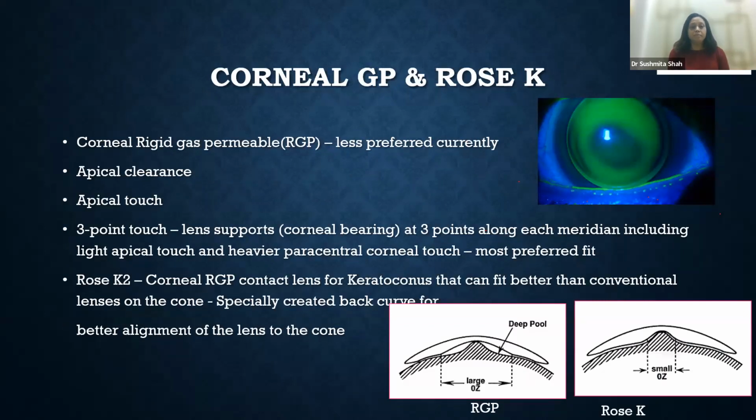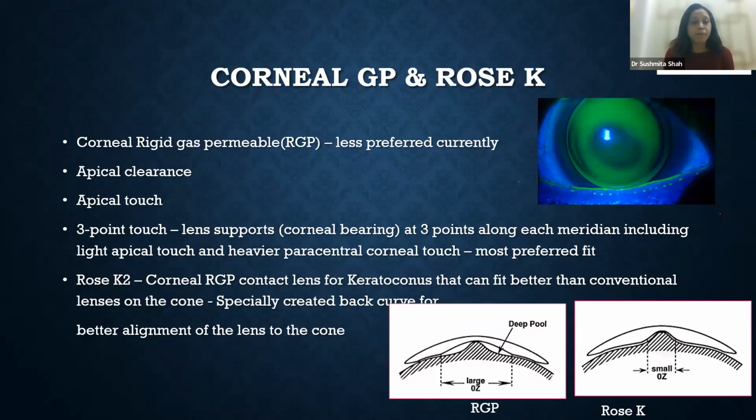Now, coming to corneal gas permeable lenses and the Rose K lenses. The corneal rigid gas permeable lenses are less preferred currently because we have better options. While fitting RGP lenses, there are three different techniques that have been described, which are the apical clearance, the apical touch, and the 3-point touch. So these are the three fitting criteria that one has to see when fitting an RGP lens.